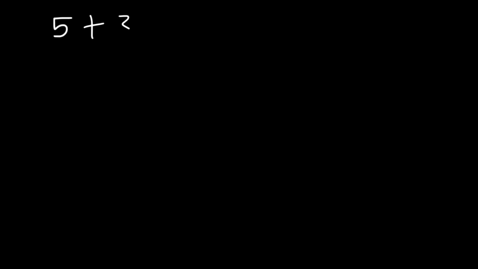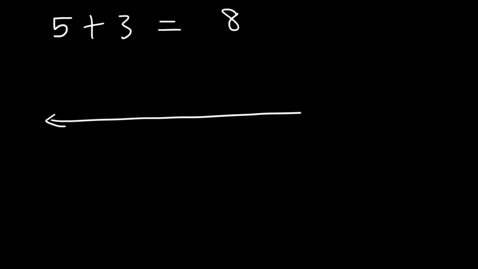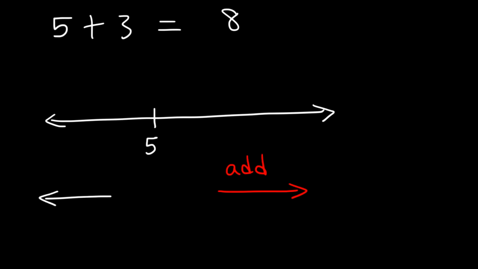For example, let's say we want to add 5 plus 3. Now, many of you know that 5 plus 3 is 8. But if you ever have difficulty with this type of math, use a number line. Let's start with 5. You could place it anywhere. Whenever you're adding a number to another number, you need to move to the right on the number line. And if you need to subtract, travel towards the left.